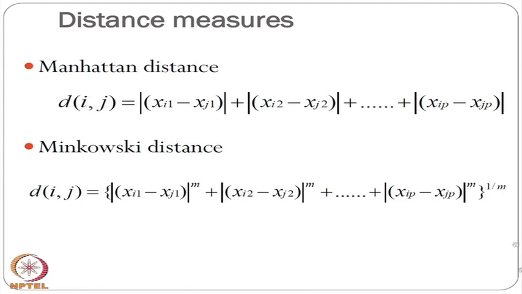Minkowski distance is the same thing, but every distance is first raised to the power m, and then it is basically like a geometric mean. Then you bring it back to the original scale. So the sum will be made, and then the root to the power m.